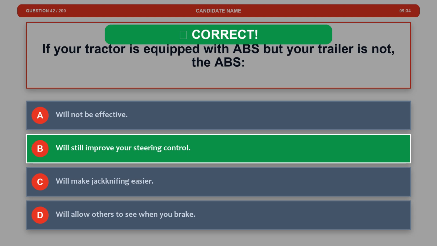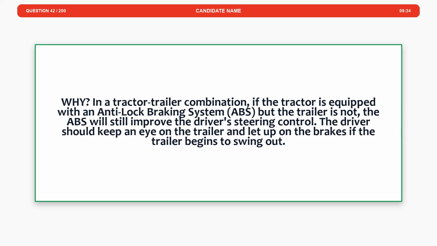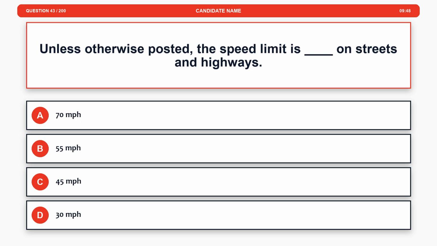The correct answer is option B, will still improve your steering control. Explanation. In a tractor-trailer combination, if the tractor is equipped with an anti-lock braking system, ABS, but the trailer is not, the ABS will still improve the driver's steering control. The driver should keep an eye on the trailer and let up on the brakes if the trailer begins to swing out. Question 43. Unless otherwise posted, the speed limit is blank on streets and highways.